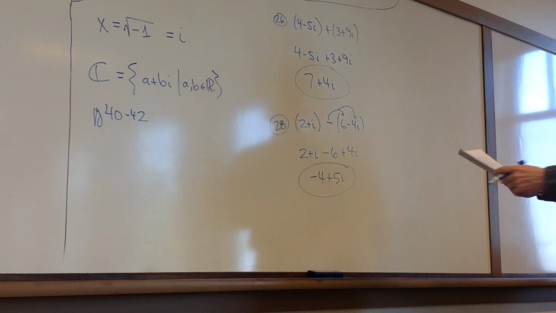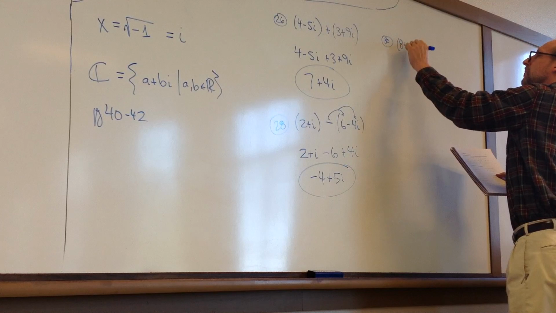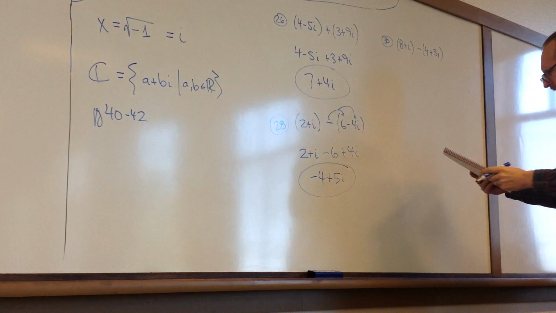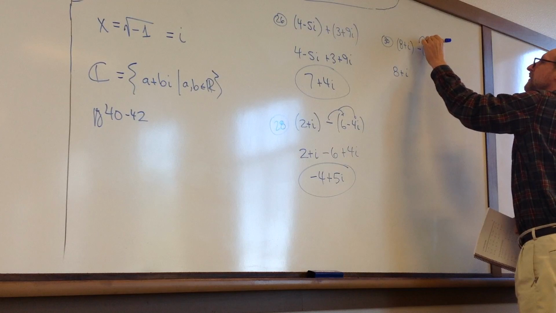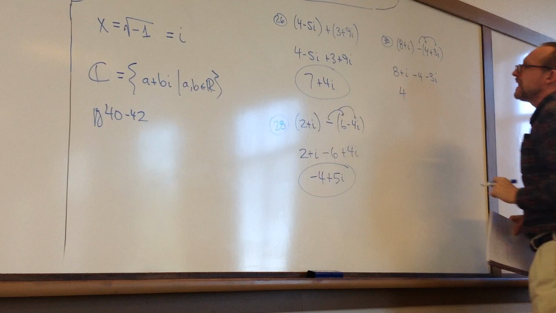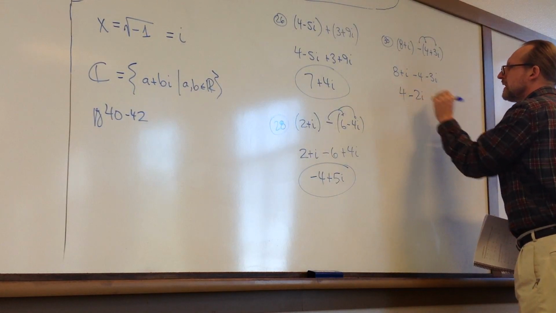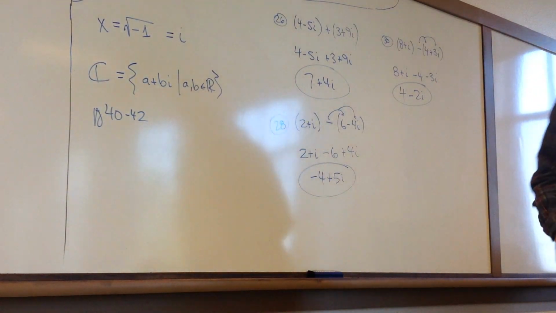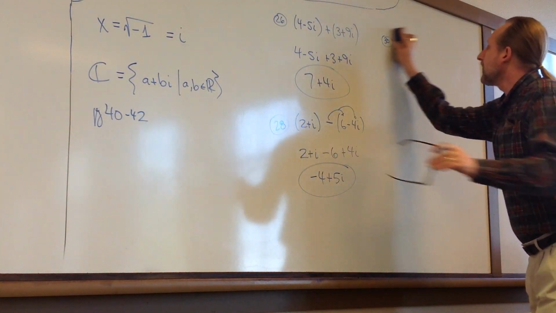Let's see here. Problem 30 is also a subtraction problem. This is 8 plus i minus 4 plus 3i. And so, again here, this is still just 8 plus i. This gets distributed, minus 4, minus 3i. So that'll be 8 minus 4 is 4. And then 1i minus 3i is negative 2i. Okay, so there's the adding and subtracting. Now let's look at some multiplying.